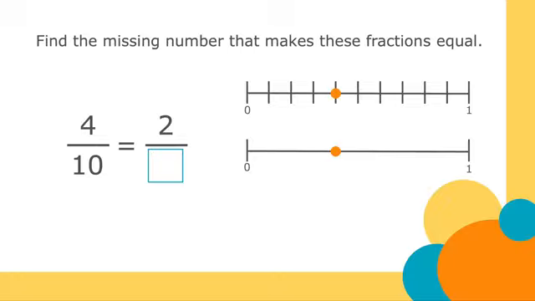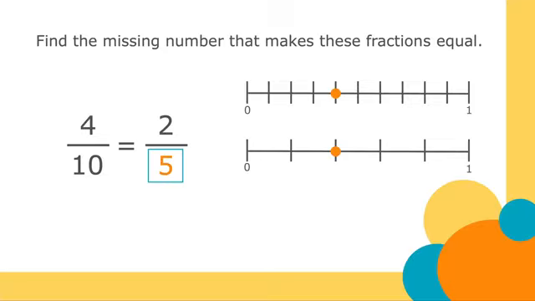The numerator of our equivalent fraction is 2, so we'll only need 2 parts between 0 and our point. The second number line is now split into 5 equal parts, and the point represents 2 of the 5 parts. So what fraction is shown on the second number line? That's right, 2/5. Since both points are the same distance from 0, the fractions they represent are equal.